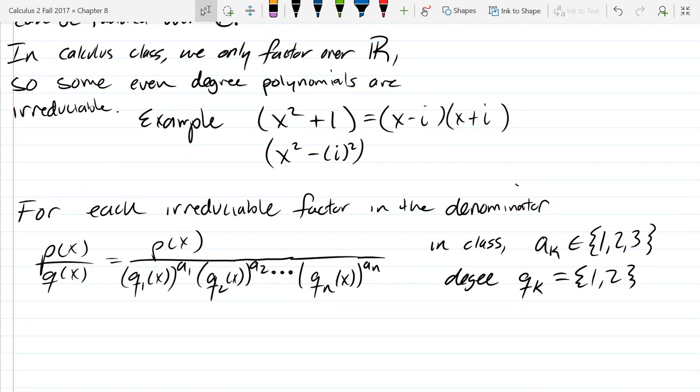The easiest fourth degree irreducible I can think of is x to the fourth plus 1. If you graph it, an easy way to see that it doesn't have any zeros is that there are no x-intercepts, so it won't factor. That's another reason every odd degree polynomial, if this is a fifth degree, has to cross the x-axis somewhere. So every odd degree polynomial has a real zero.